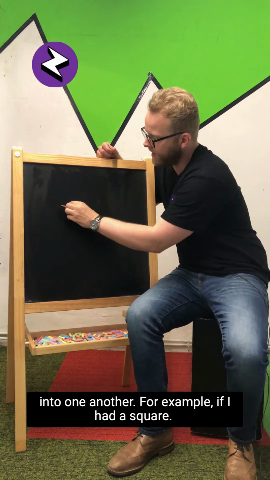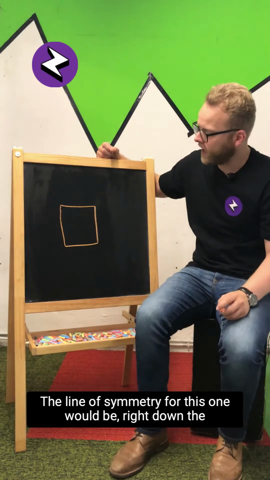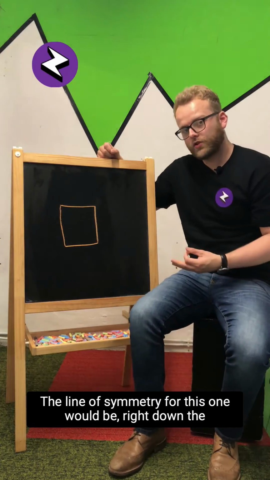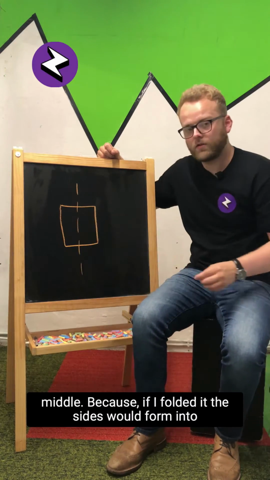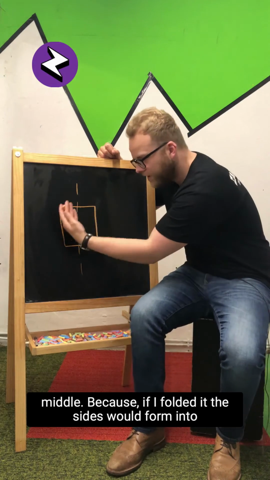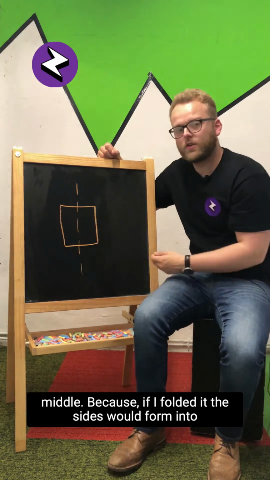So for example, if I had a square, okay, the line of symmetry for this one would be right down the middle, because if I folded it, the sides would form nicely into the corners.